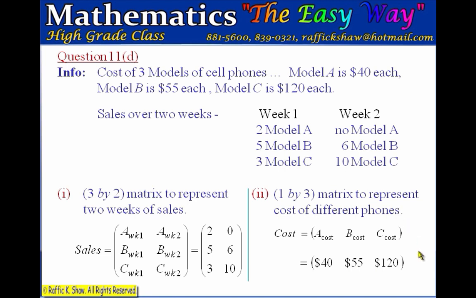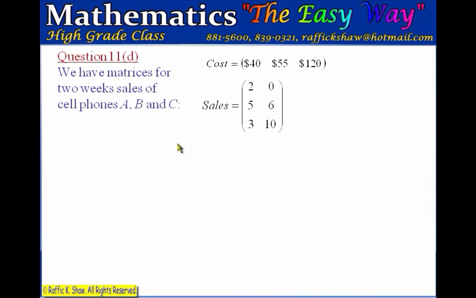Let's move down now to part 3. What we have so far are the 2 matrices, the cost matrix and the sales matrix. The cost matrix is a 1x3 matrix and the sales matrix is a 3x2 matrix.